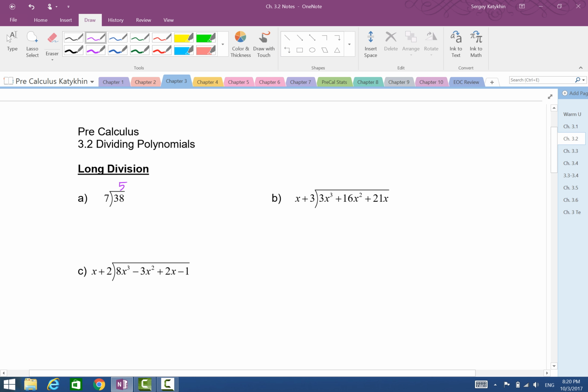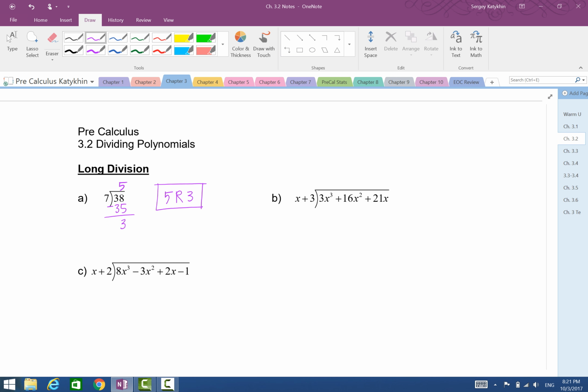Now when we do that, we write 7 times 5 will be 35. So that gives us that. We're going to subtract, and if you notice, 38 minus 35 is going to give us a remainder of 3. So if I was going to write my answer, it would be 5 with a remainder of 3. So that's how we would approach this problem if we were dividing two regular values.